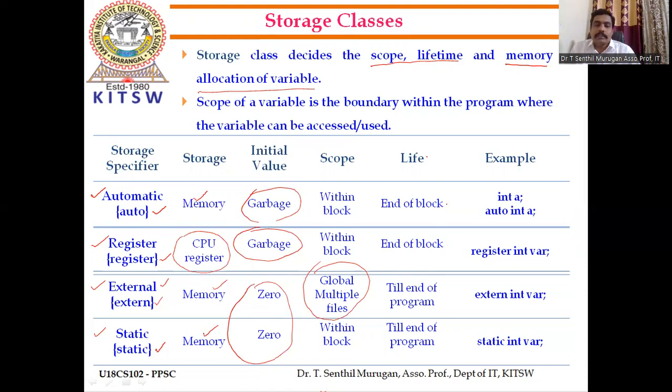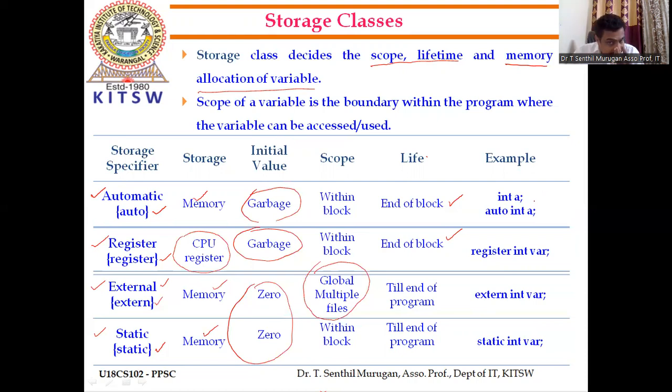The life ends at the end of the block. Once the block is over, auto is over. Same for register also. But the extern keyword lasts till the end of the program. The program may be divided into different files, and from file to file we can use the extern keyword for using the variable. The scope is till the end of the program. Static is the same.